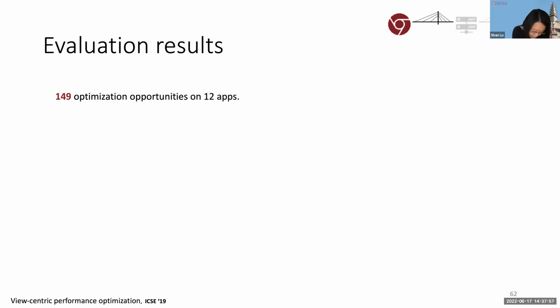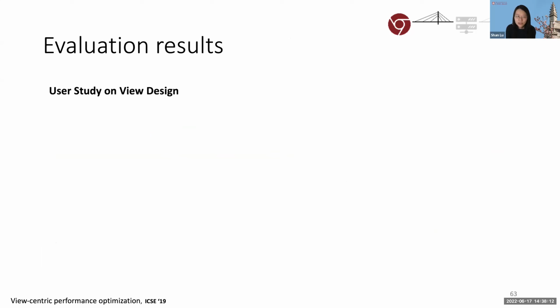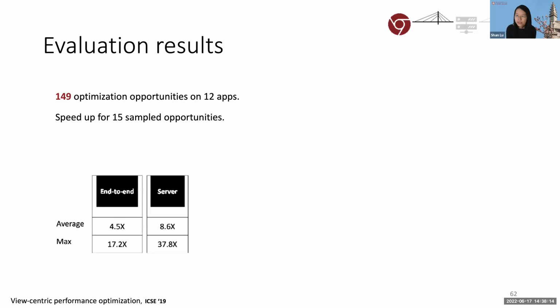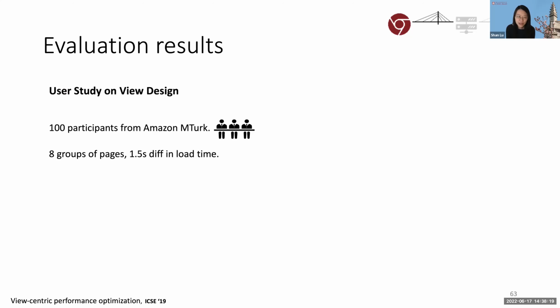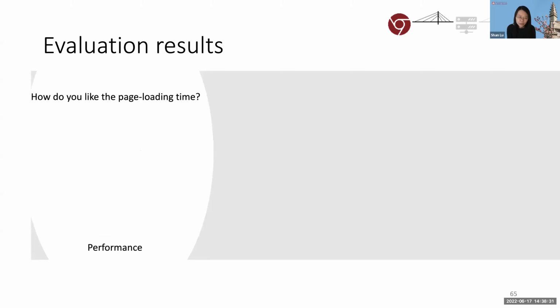So, very quickly, our evaluation. We found that there are a lot of user interface optimization opportunities across those 12 most popular Ruby applications. Because we changed the interface, we did a user study. We tried 15 cases across 4 different types of interface design, and we got 100 participants. We show them 8 groups of pages, and every group contains multiple alternative designs. And we ask them 3 questions.